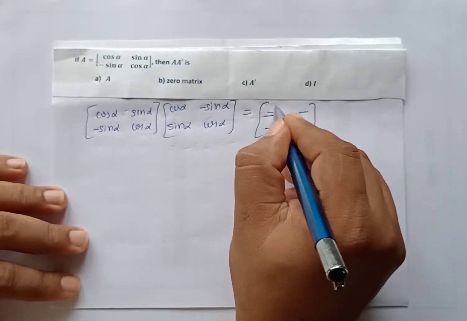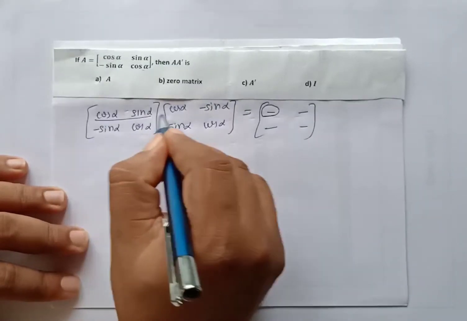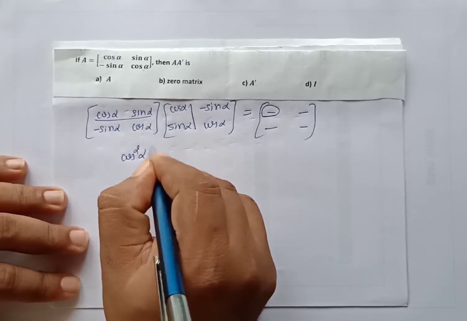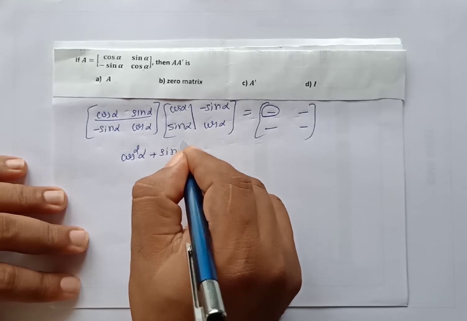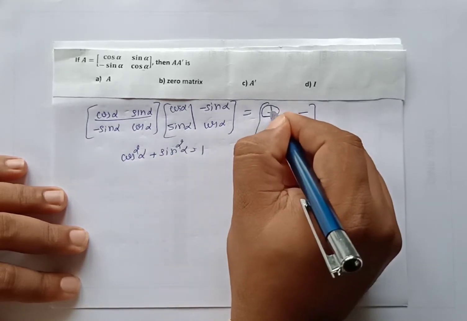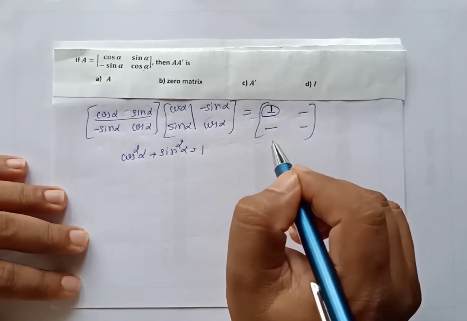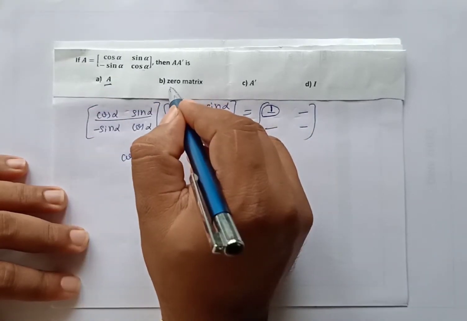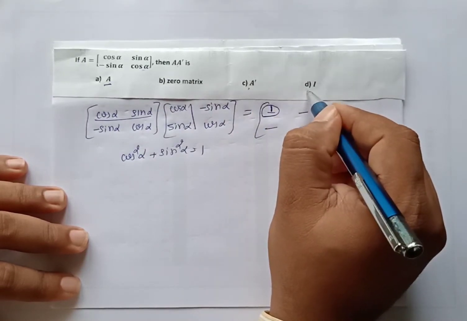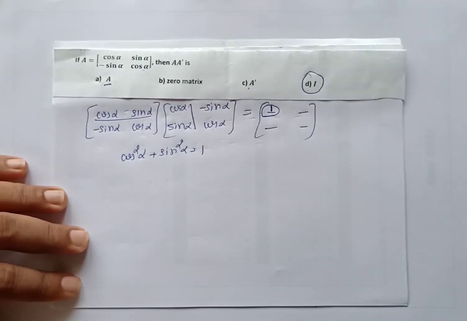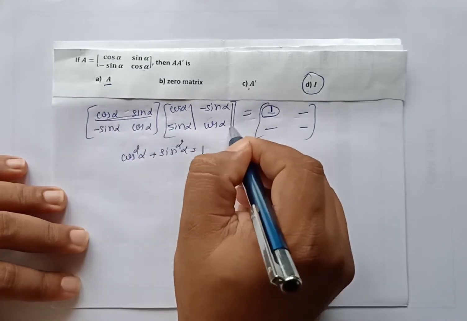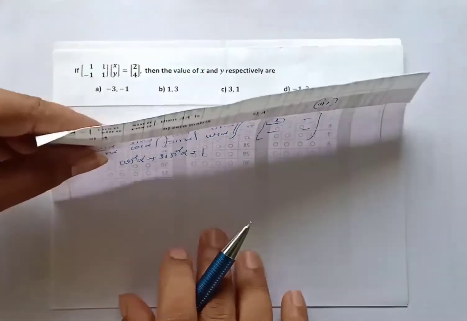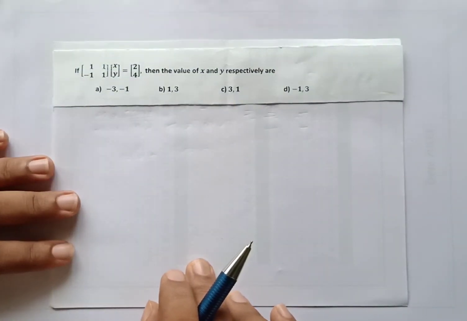So what is the first element in that? Just multiply first row, first column. The first element will be cos square alpha plus sin square alpha. This is nothing but 1. So the first element in the product will be 1. See the options. What is the first element in option A? Cos alpha, 0, 0, A dash cos alpha. I, 1. So the correct answer is I. Now if you calculate the first row second element, you are going to get 0. You can check it. Now next problem. So this is one of the easiest questions.